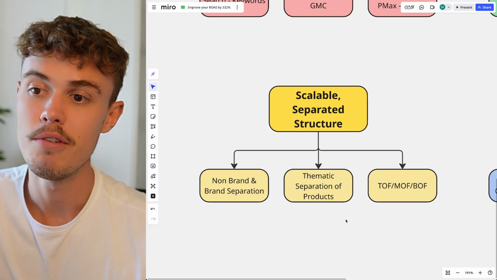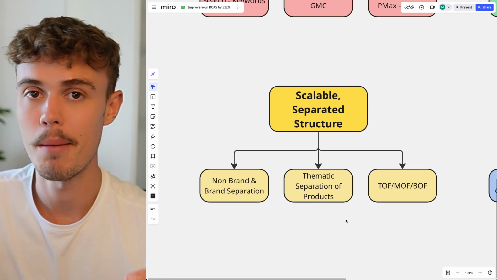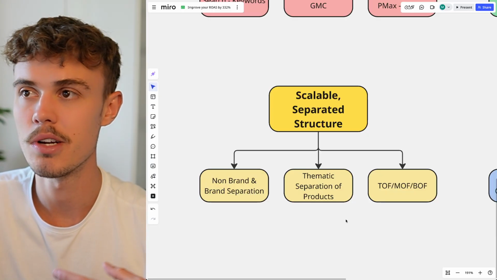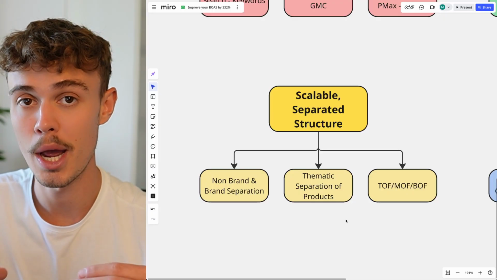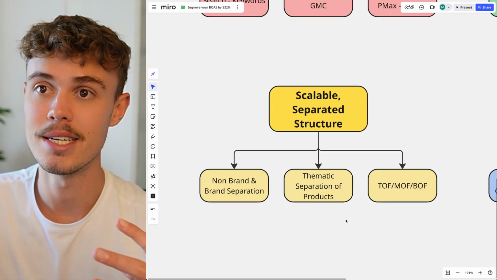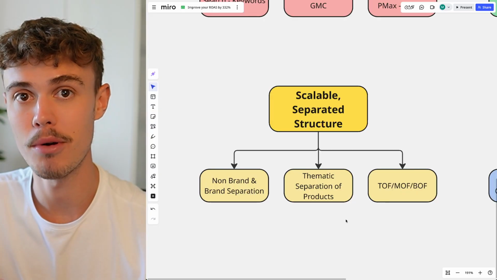I like to use, if you have a really big product category, I like to have different campaigns for different product types, different categories, different margins. You need to separate your products somehow. If you group all your products into a single campaign, you're going to find that the budget is not going to be allocated to the right products, right?